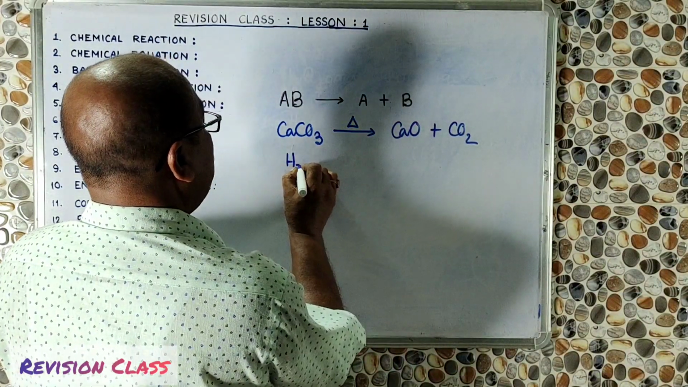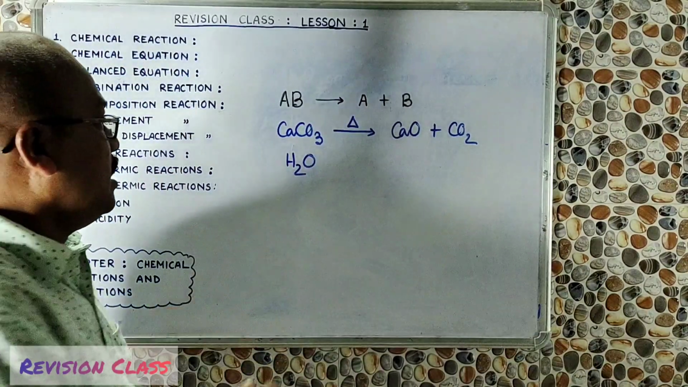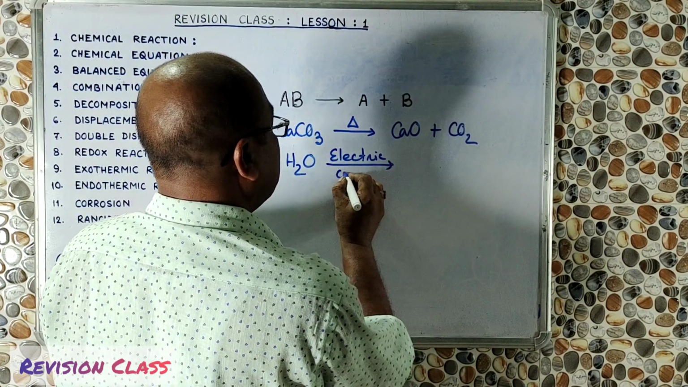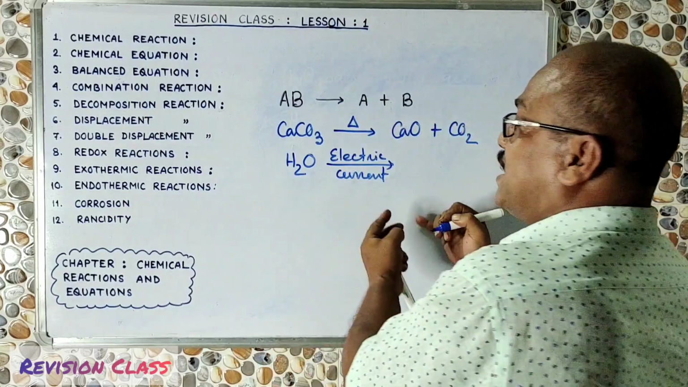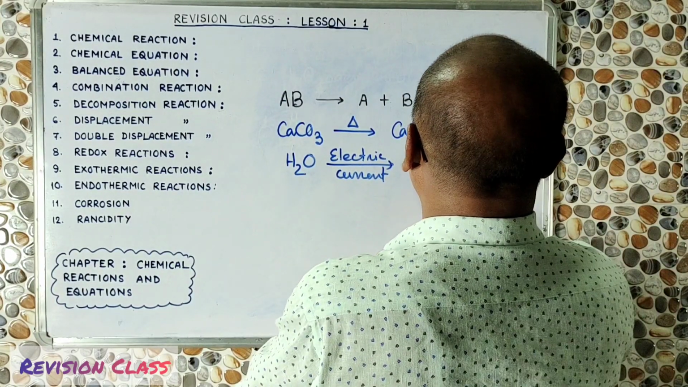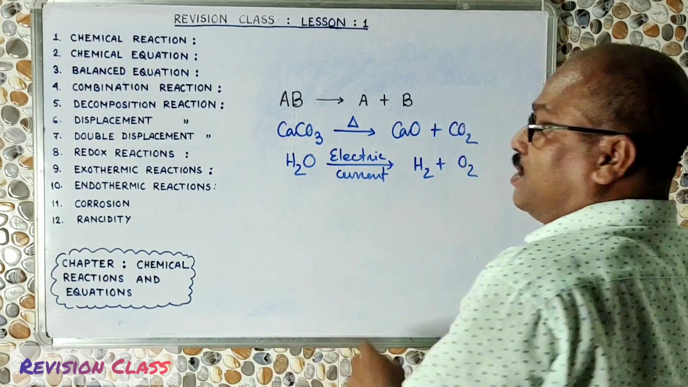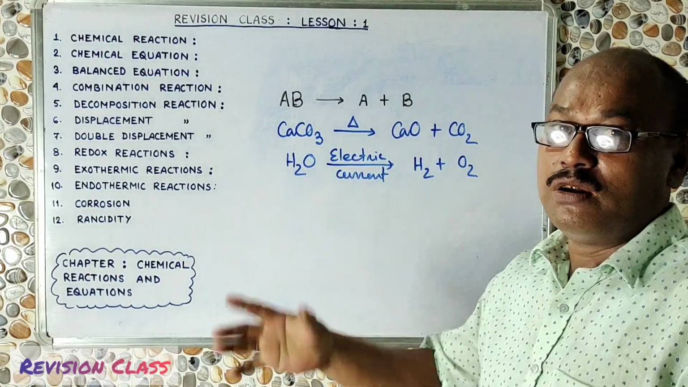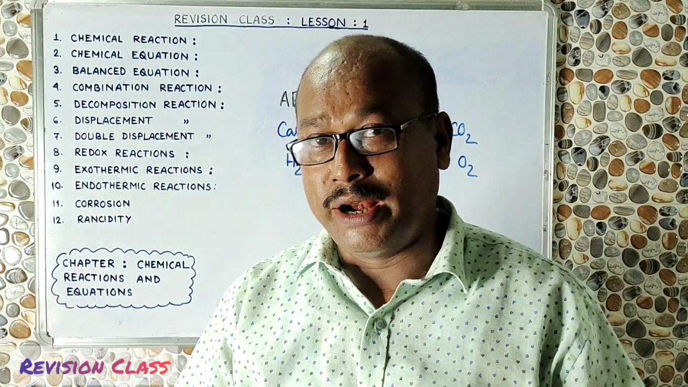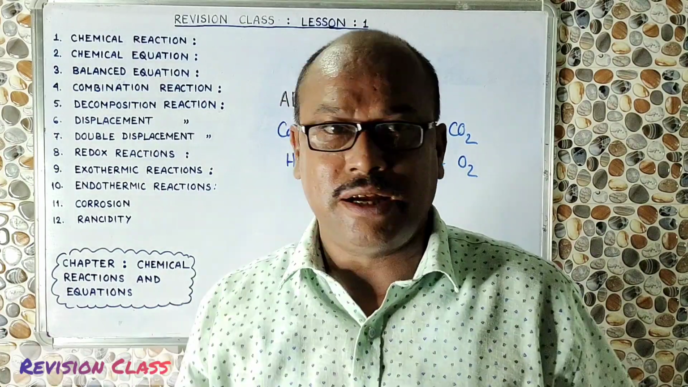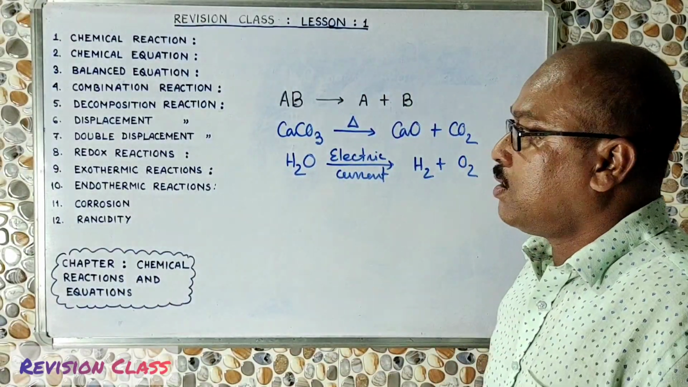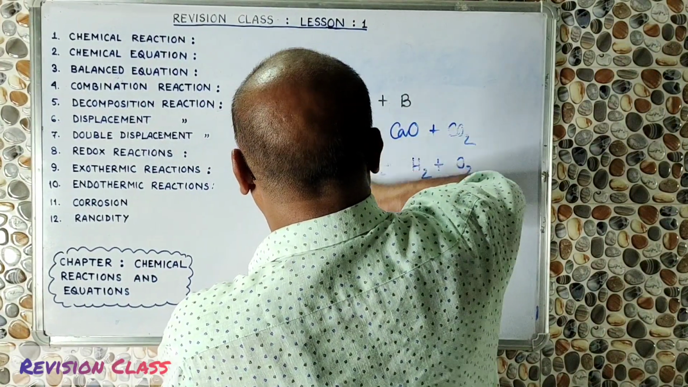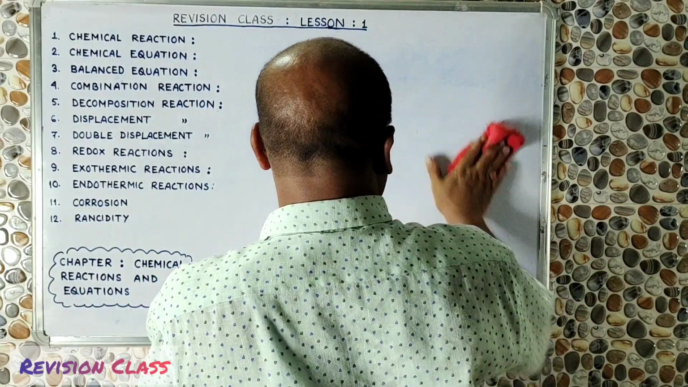We can take more examples. Say this is a water molecule, H2O. And if we pass electric current through this water molecule, then it will break down to H2 and O2. But in previous classes, we have seen that hydrogen and oxygen combine together to make a water molecule. But here we have seen that the water molecule can be broken down to hydrogen and oxygen gas by passing electric current through water. And this type of chemical reaction is called a decomposition reaction. After decomposition reaction, let us come to the third type, and that is called displacement reaction.